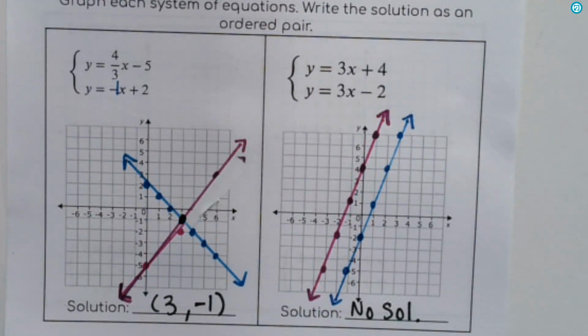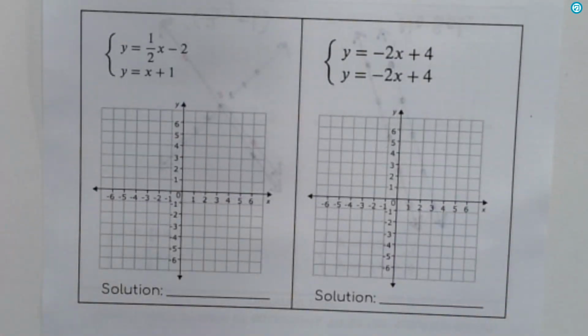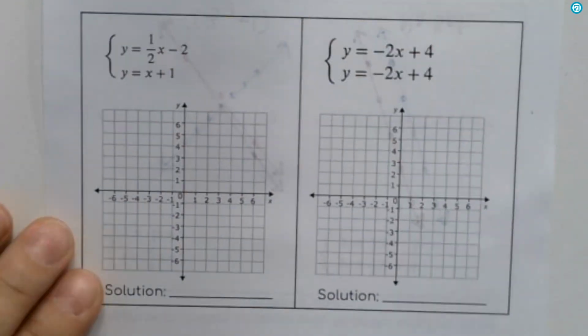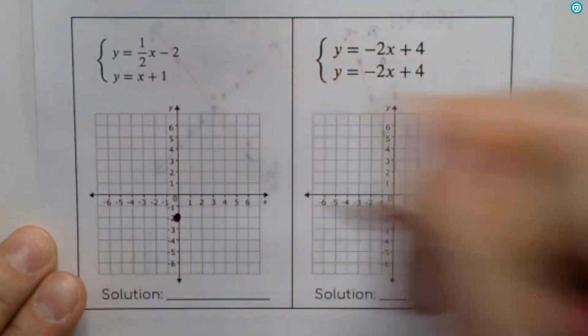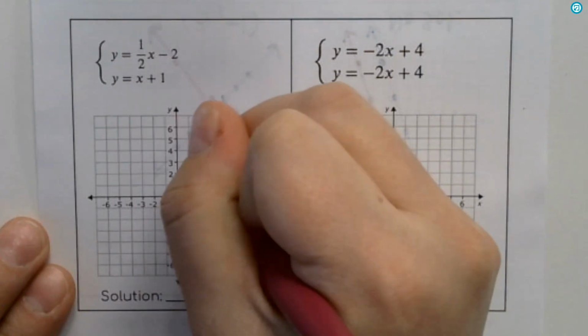Okay, flip this over then. We've got 2 on the back. We've got y equals 1/2 x minus 2 and y equals x plus 1. For this one, we'll start with that 1/2 x minus 2. So I'll start at -2, going to graph a slope of 1/2. So I go up 1, right 2, up 1, right 2, up 1, right 2.